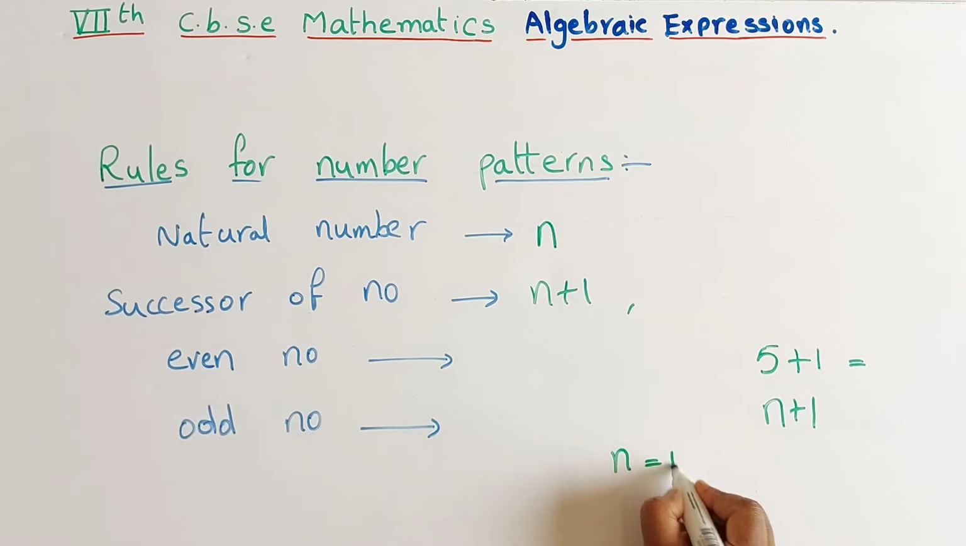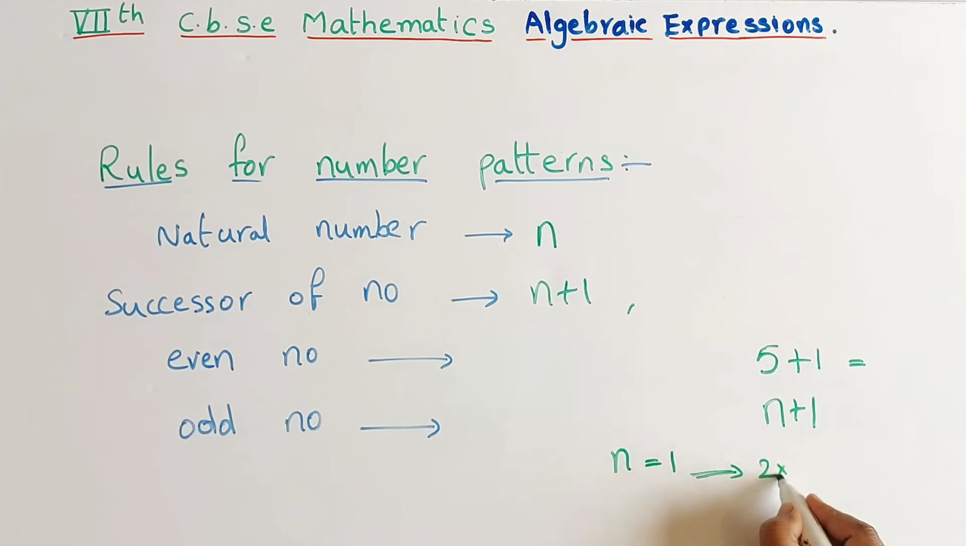Now even numbers. If n equal to 1, right children? If n equal to 1, what is the even number? We have to multiply with 2. 1 into 2 is 2. Now it becomes an even number children. That means we are multiplying with 2.